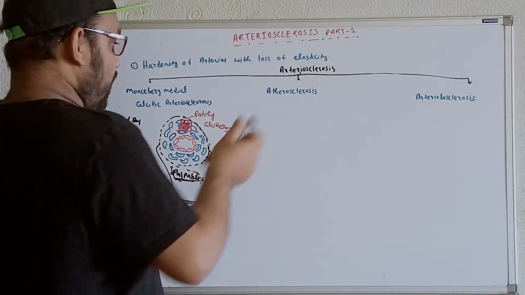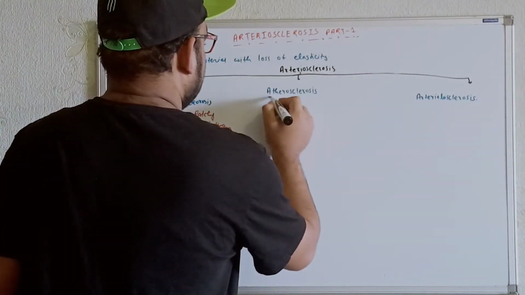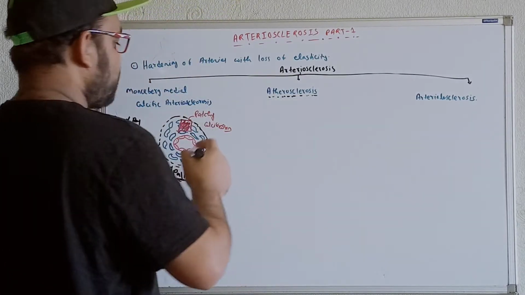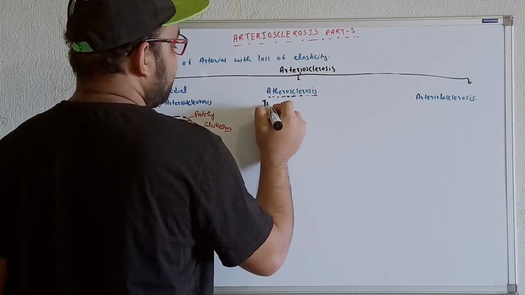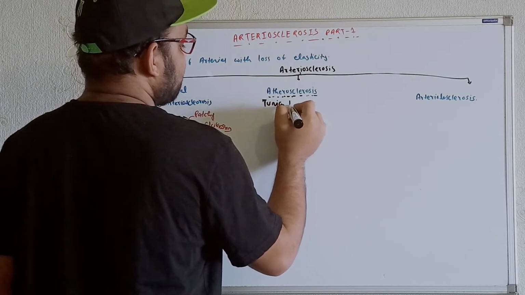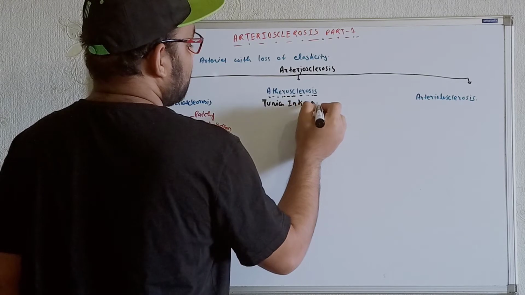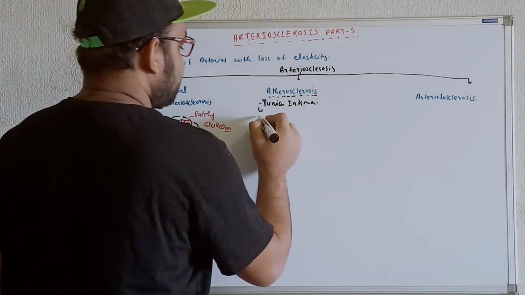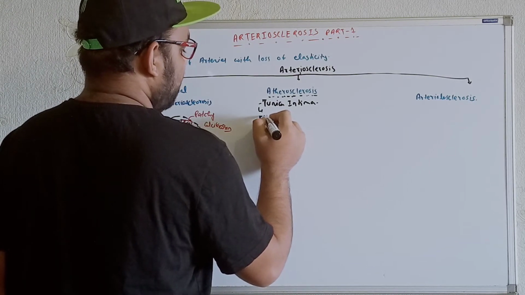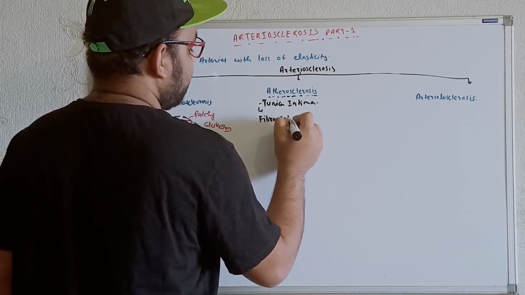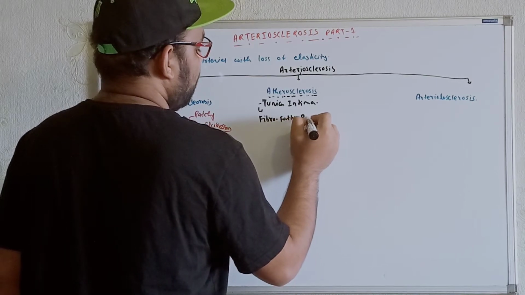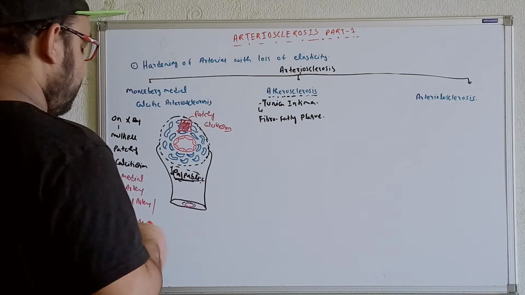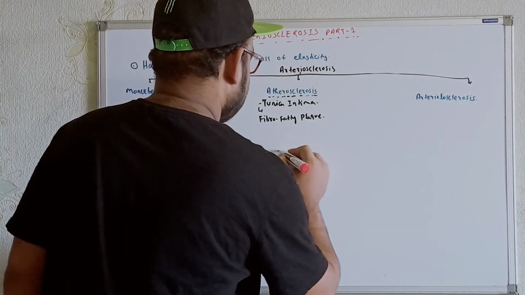Now, whatever we get in terms of atherosclerosis, we'll get involvement of the tunica media layer. Sorry, the tunica intima. Here we'll get the deposition or formation of fibrofatty plaque. So we'll get the deposition or accumulation of fibrofatty plaque within the tunica intima.